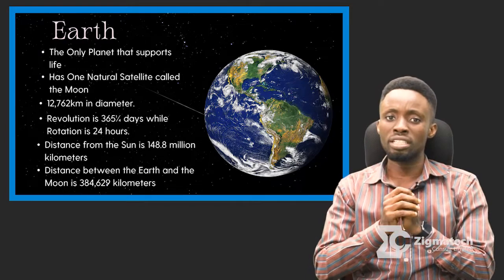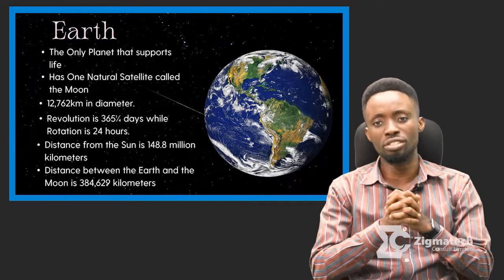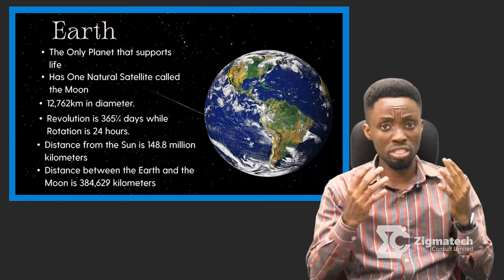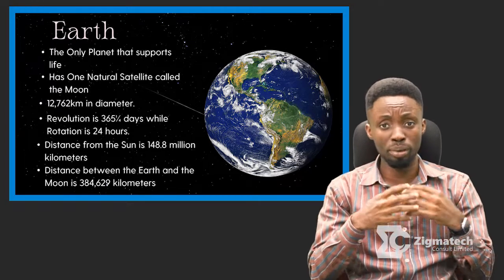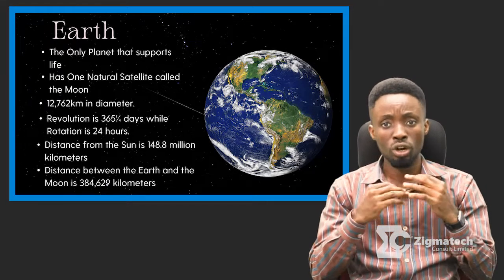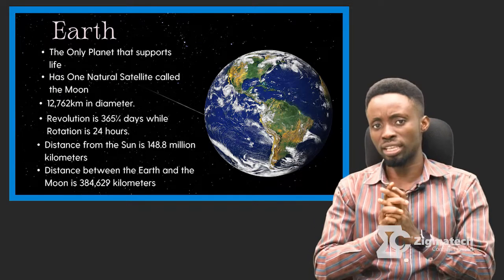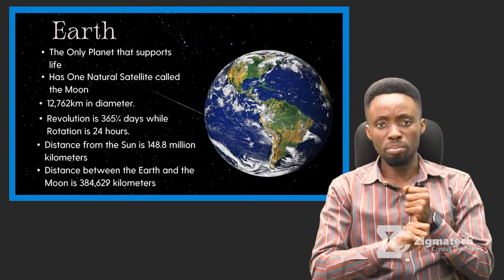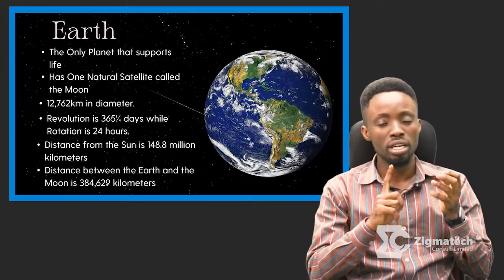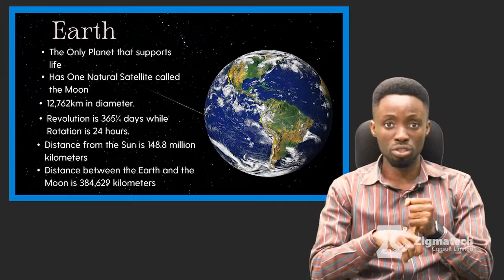So we move to the next planet, which is our dear planet called planet Earth. Now, our planet is the only planet that supports life. That means it supports the growth of plants and the growth of animals. And it has just one satellite. The first planet, Mercury, has no satellite. The second planet, Venus, has no satellite.